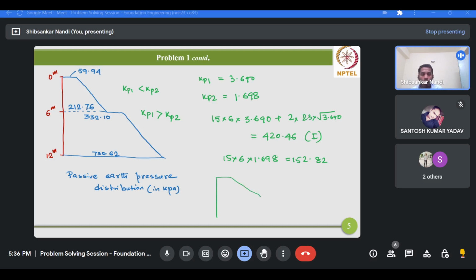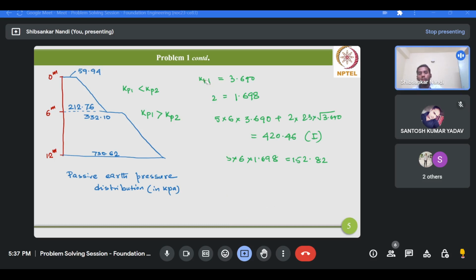So first it will be having some greater value, then the distribution starts from something like it. Is it clear? So for the first layer it will be 420.46, and for the second layer it will be 152.82. So we have to check whether this exceeds the value at the bottom or not. That depends on the calculation.